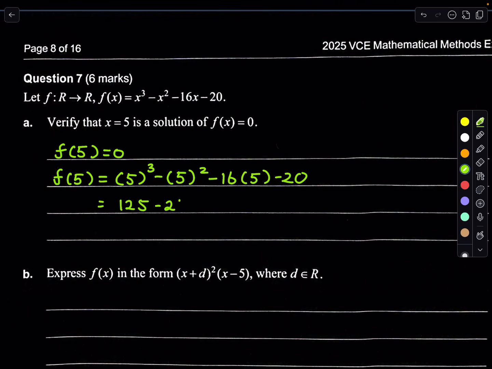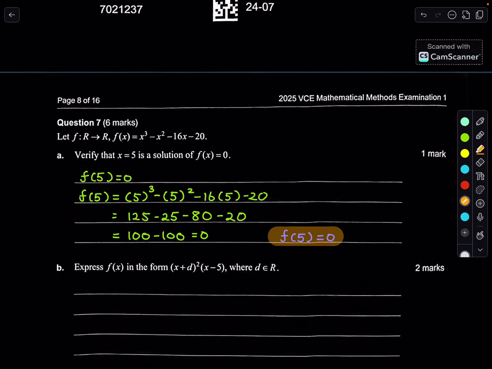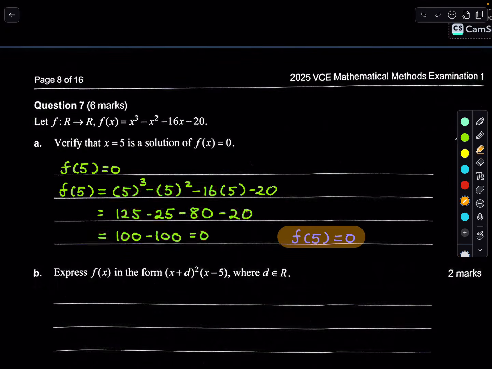5 squared is 25. 16 times 5, 5 times 6 is 30, 5 times 10 is 50, so that's 80, so that'll be minus 80, and then minus 20 here, don't forget that minus 20, and done. Let's see if that actually equals 0. You can see 125 minus 25 is 100, and negative 80 minus 20 is negative 100, and of course that equals 0. That proves it. So when we sub in 5, it does equal 0. Hence, this is an actual solution. Very easy, typical question. You need to show this working out to get those marks.